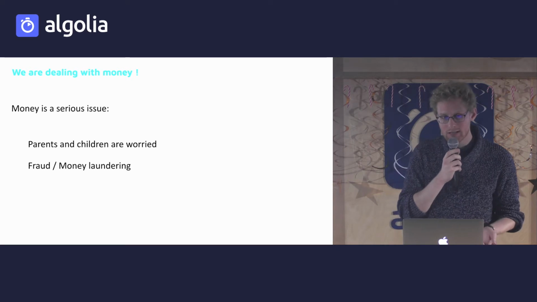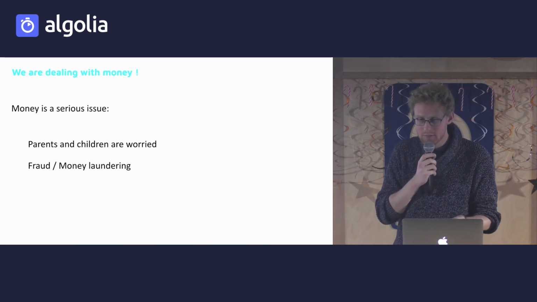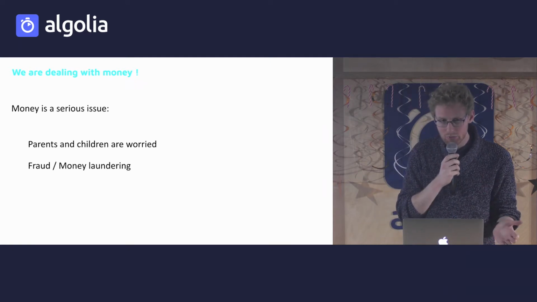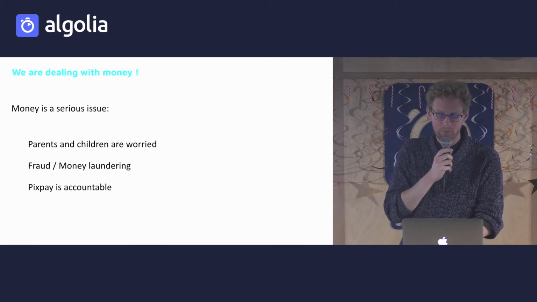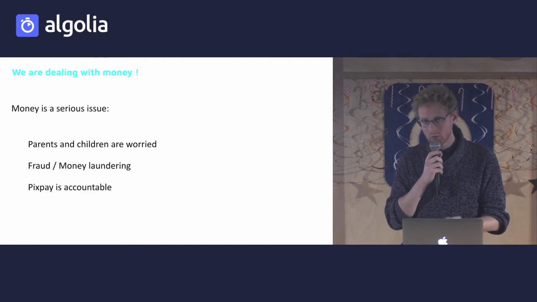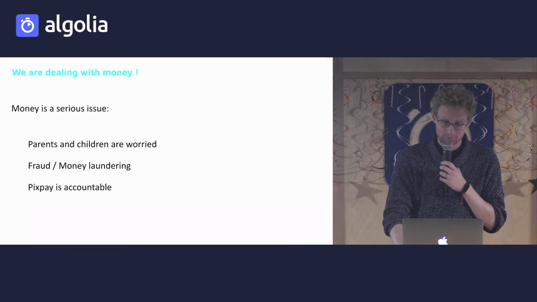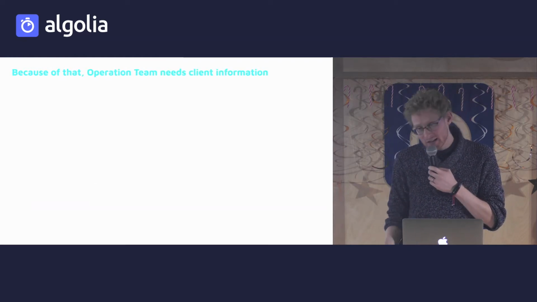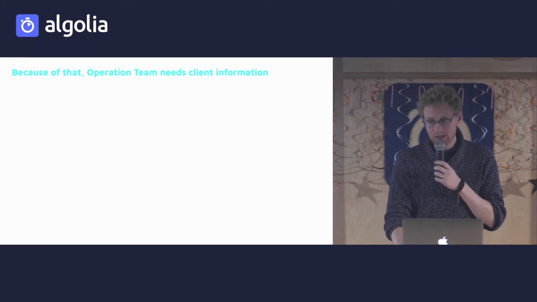So the government is asking us for some answers. If they ask us something, we need to give the proof that this money was used for this kind of thing and not something else. And Pixpay is accountable, so if money is lost somewhere, we're the ones that will be paying in the end. So we also have to know where the money is and what people have done with it, otherwise we will be the ones paying.